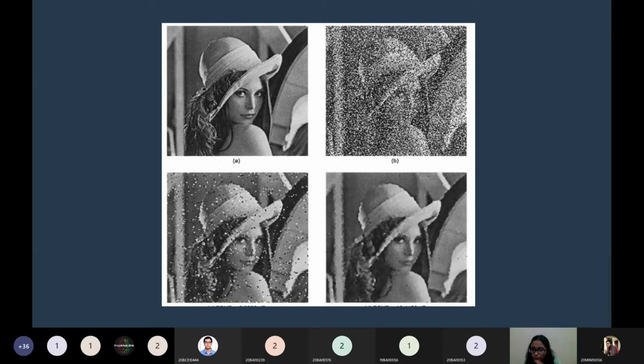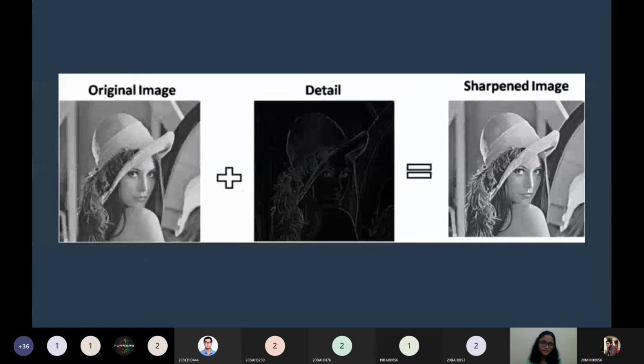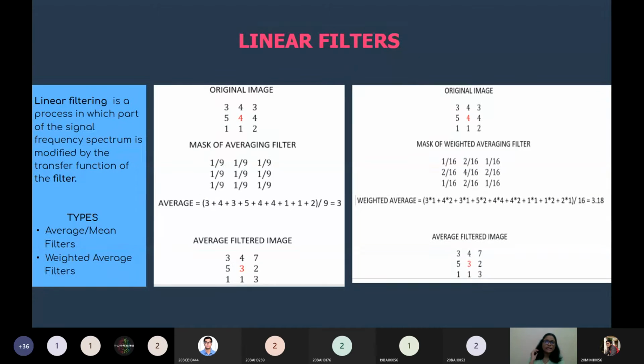Okay, so linear filter again. All right. See, Sidvit, can you take us back to the linear filter slide? All right. So in the linear filter, what we do is we are basically using a mask to obtain our output image. All right. So the concept of mask has been explained to you by Pranav.